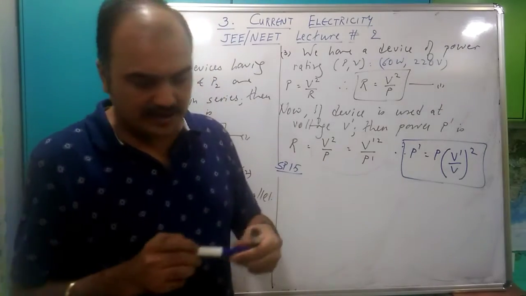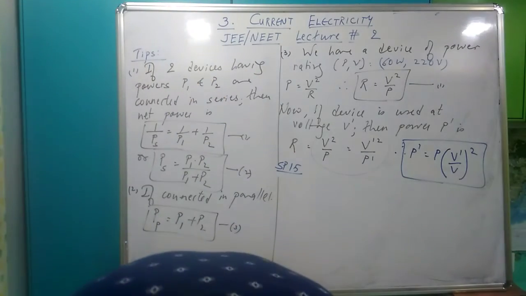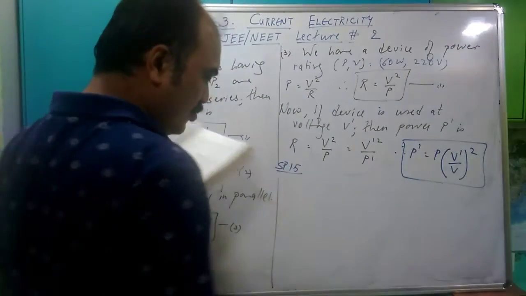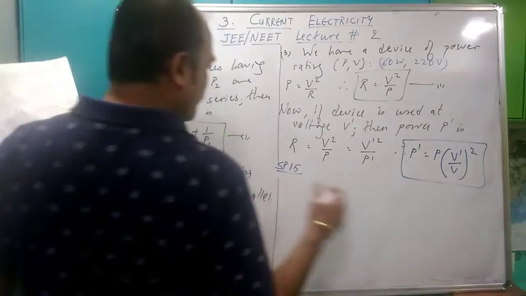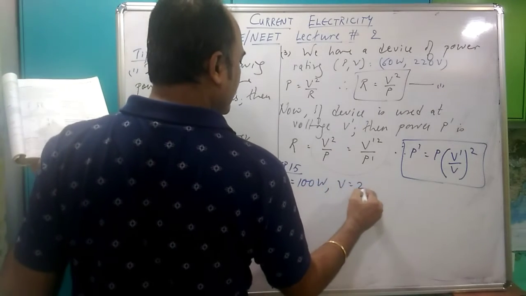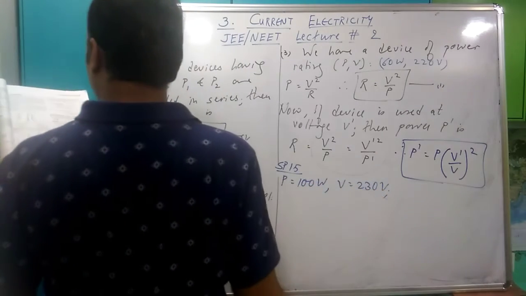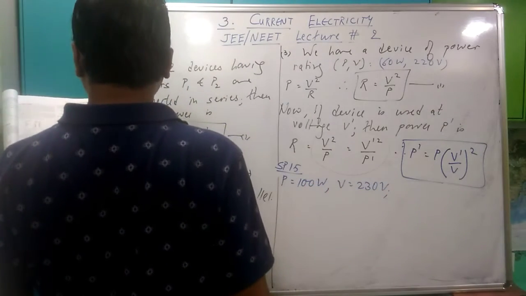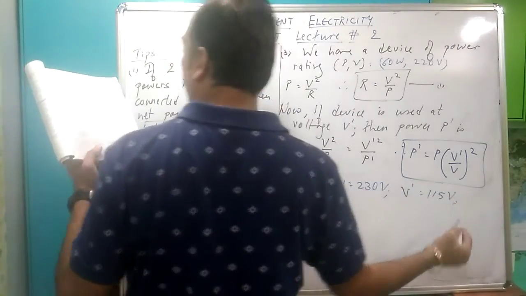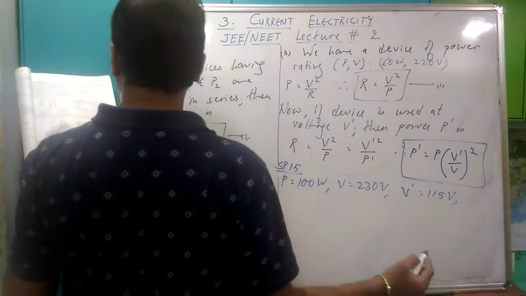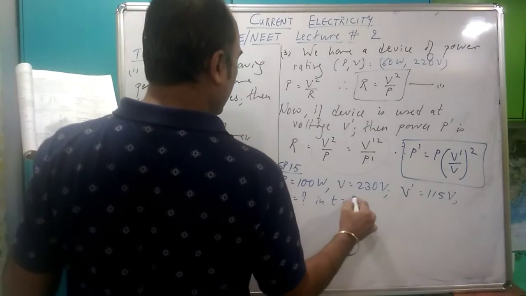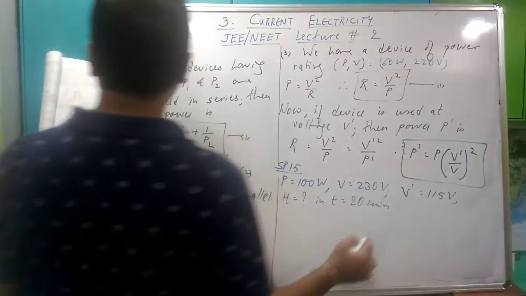And SP15 pertains to this idea if I'm not mistaken. Yeah, an electric bulb is marked as 100 watt 230 volt. So its power rating is 100 watt at voltage 230 volt. And if the supply voltage drops to 115 volt, so V dash is 115 volt, what is the heat and light energy produced by the bulb? H is how much? T is equal to 20 minutes.